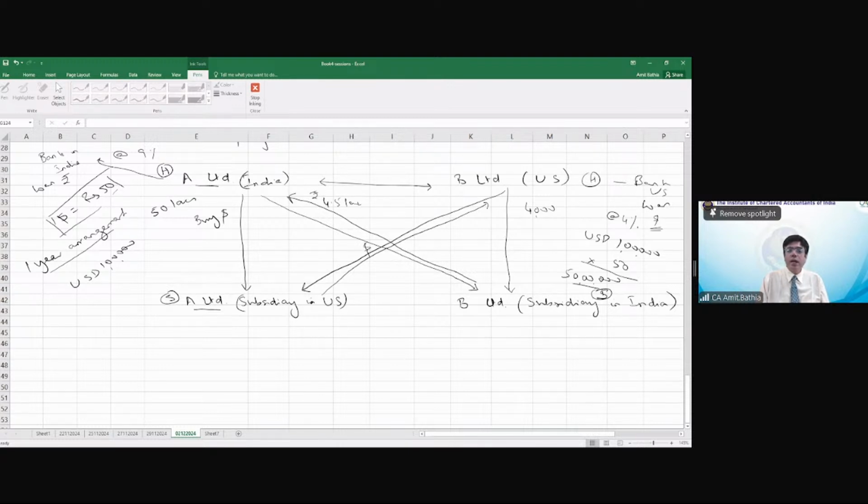Rupees 4.5 lakh. So they will transfer that money to A Limited India and then A Limited India will pay to the bank. Now, this was only a 1 year arrangement. So after the year, what should happen? First, what happened? You took the loan. Both the holding companies took the loan, right? Then they exchanged the principal amounts.